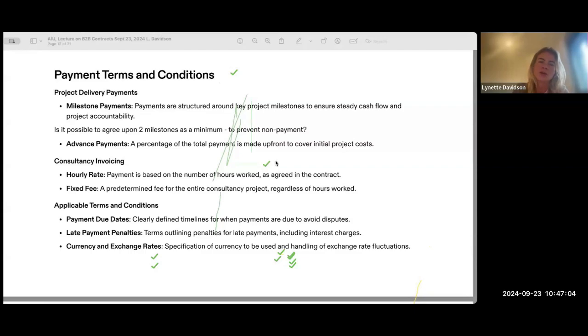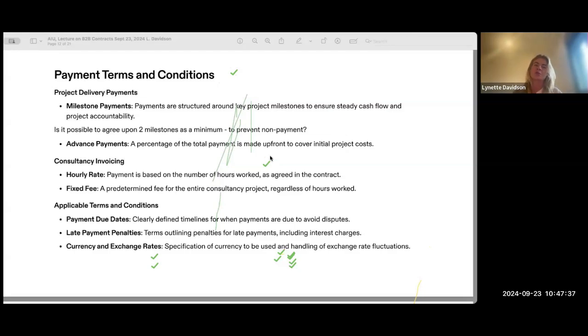Usually you do agree upon 2 milestones as a minimum. This is to prevent non-payments unless you have 1 milestone upon execution of the agreement. But then if there's final delivery, you might want another milestone at least, right? So usually you do create 2 milestones as a minimum. Be careful though, if you do work with milestones, you have to make sure that the milestone is clear in writing. When is this milestone deemed to be submitted? Or when is it accepted by the counterparty?